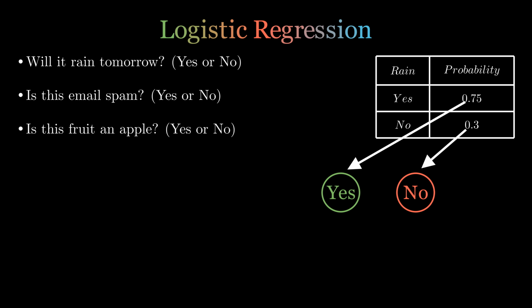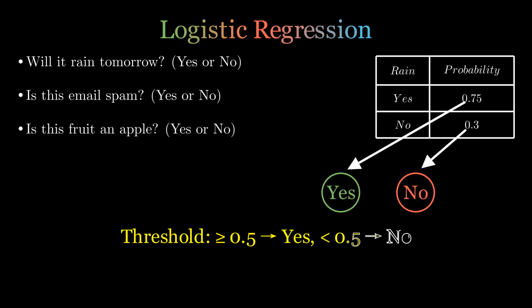It will not rain. In summary, logistic regression doesn't just give you probabilities. It helps you make decisions. By using the threshold of 0.5, it predicts whether something belongs to one category or the other. It's like saying, if I'm at least 50% sure, I'll say yes.